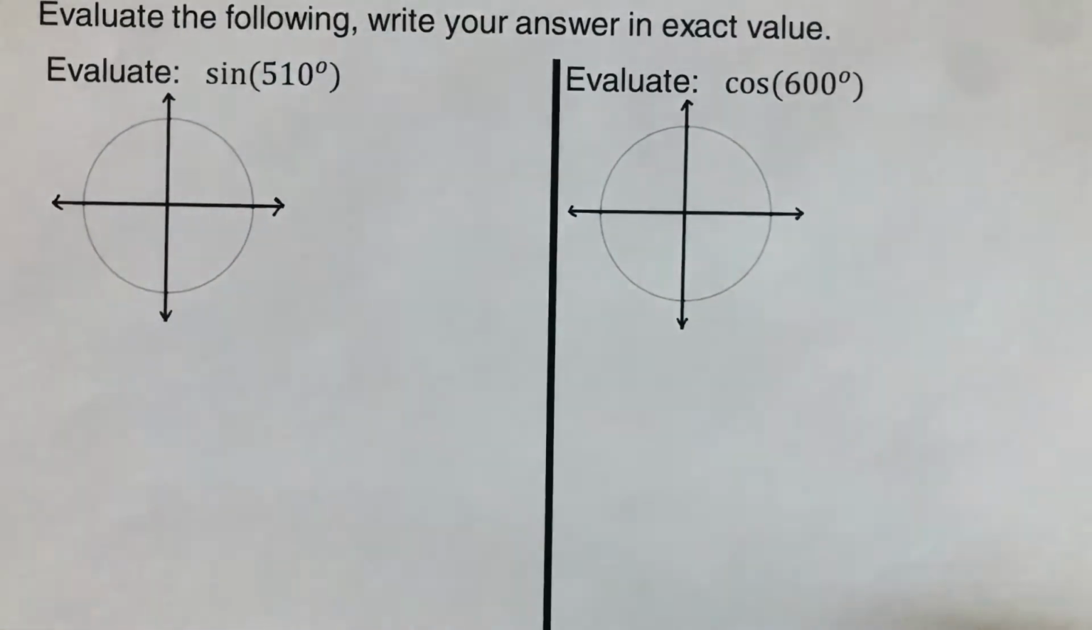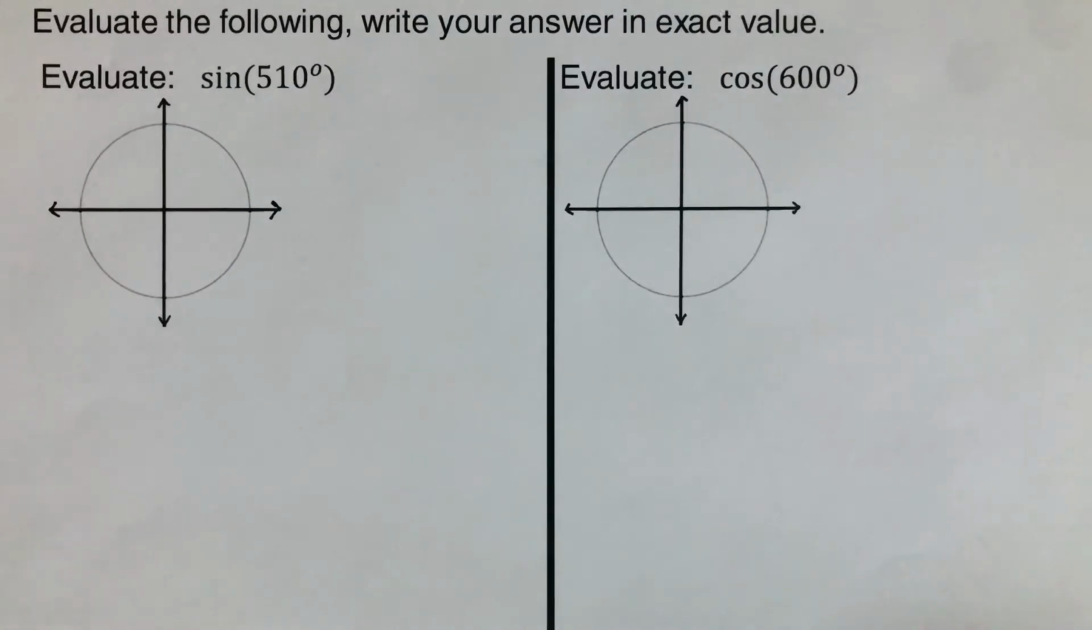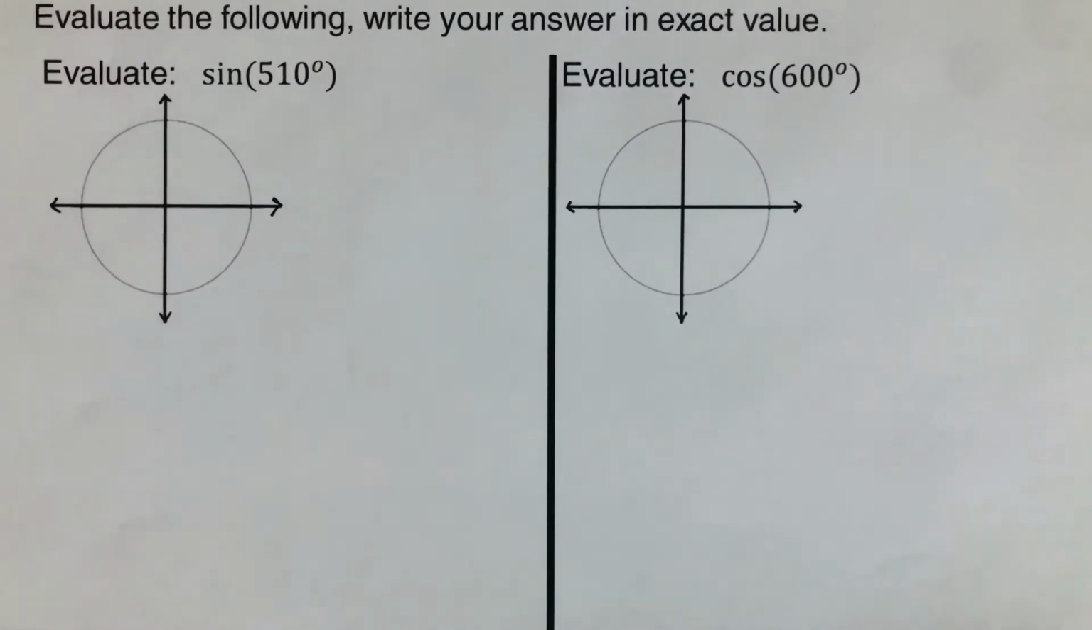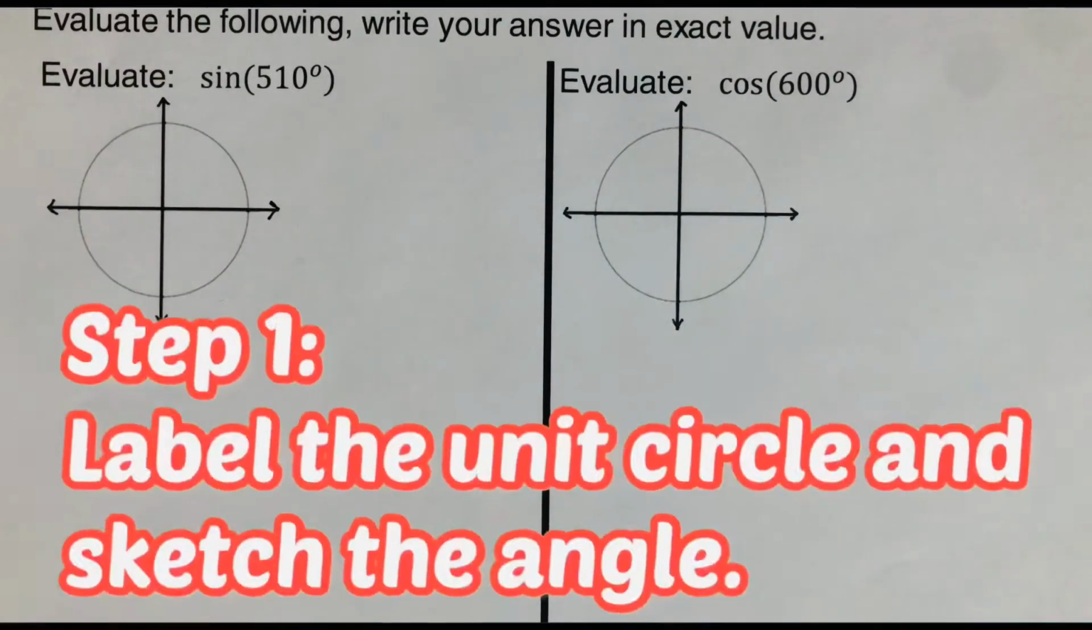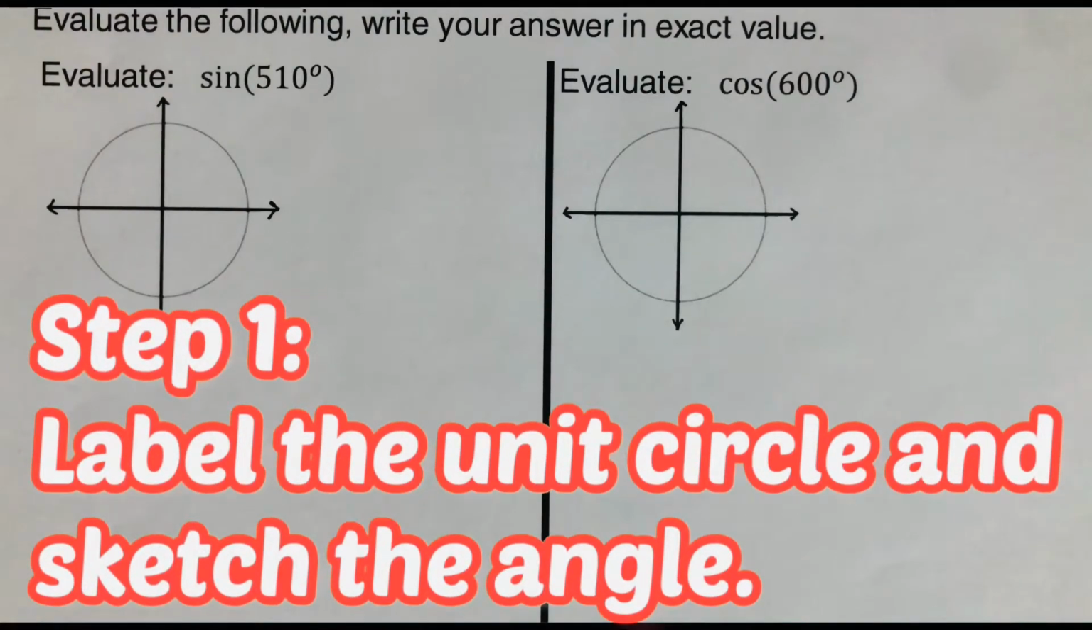Let's take this example right here. We're supposed to evaluate and write our answer in exact value. By the way, in this part we will have angles that are more than 360 degrees. We're going to start with sine 510. There are steps we need to follow in order to evaluate this trigonometric function. The first step is to label the unit circle and sketch the angle.